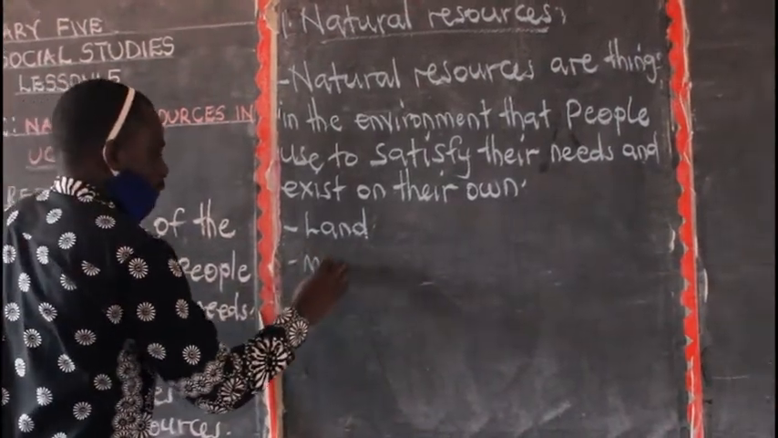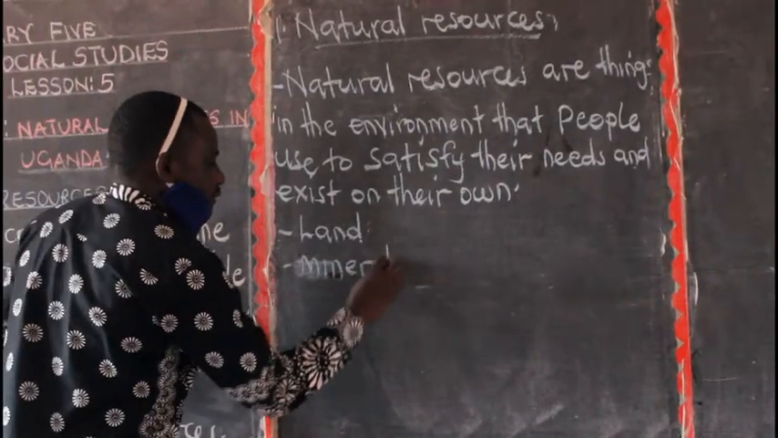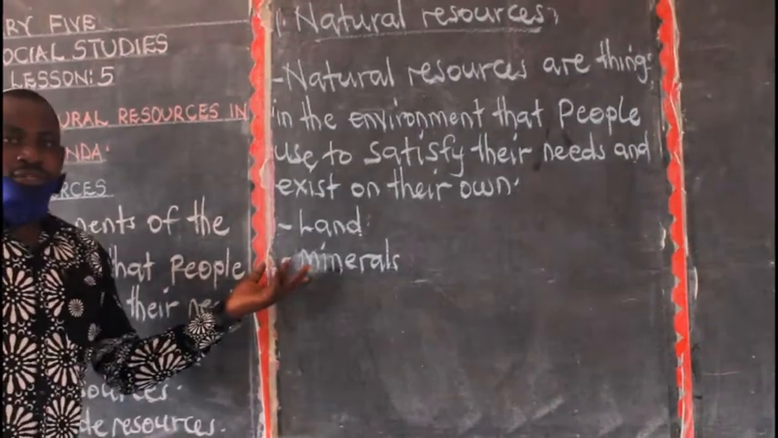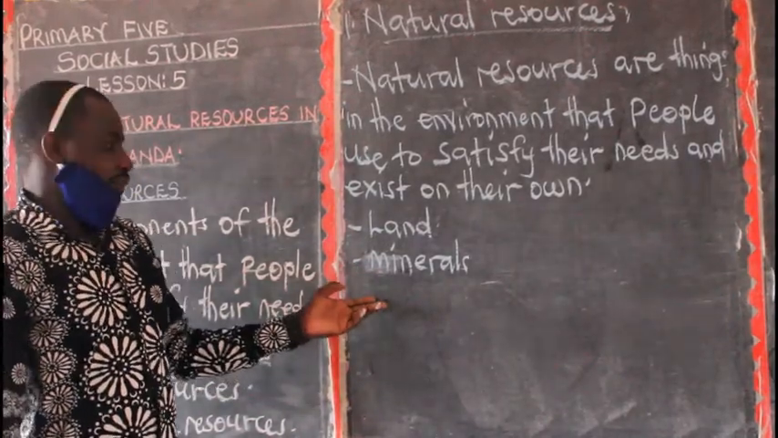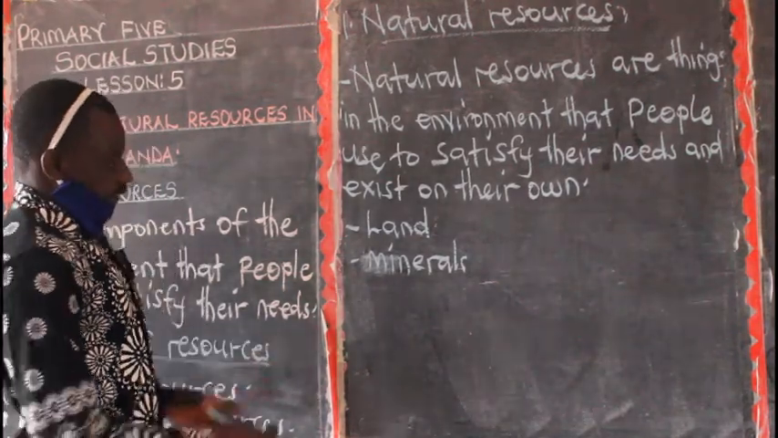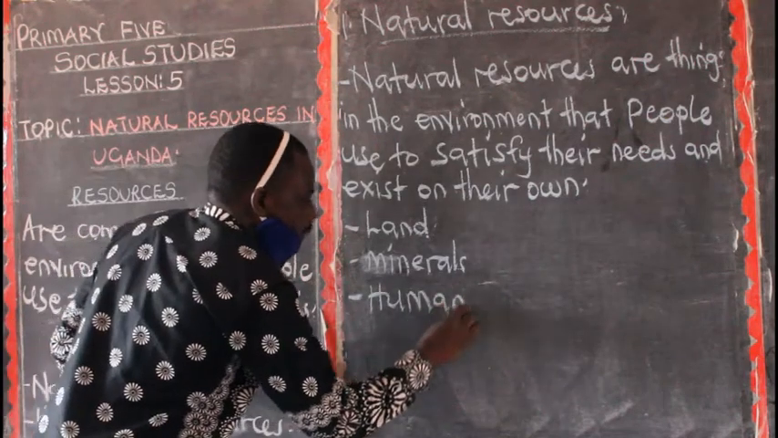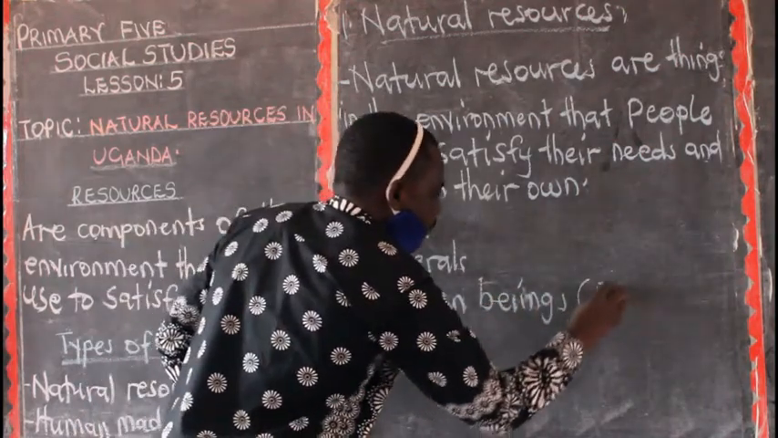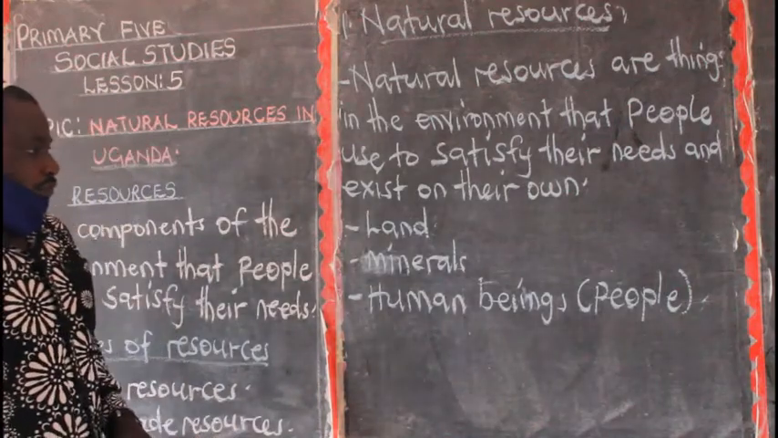Then we also have minerals. Minerals are valuable substances found underground. Of minerals, we have two types: the metallic minerals and the non-metallic minerals. Then our third example is human beings, or you can say people, as our third example of the natural resource.